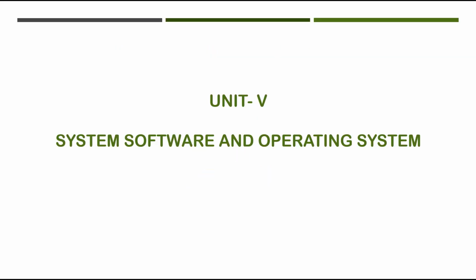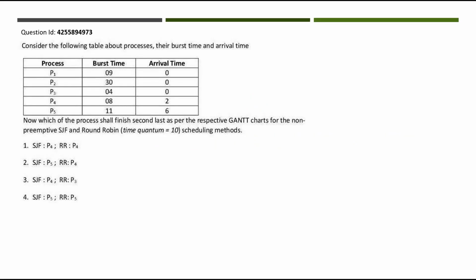Let's solve Unit 5 System Software and Operating System questions. Consider the following table about processes, their burst time and arrival time. P1, P2, P3, P4, P5 along with their burst time and arrival time are given in the tabulated form.